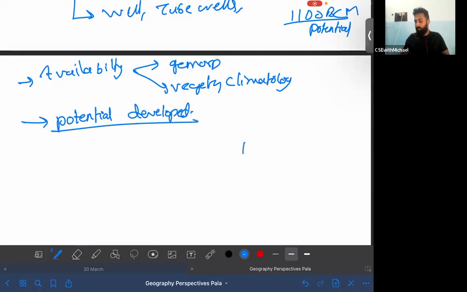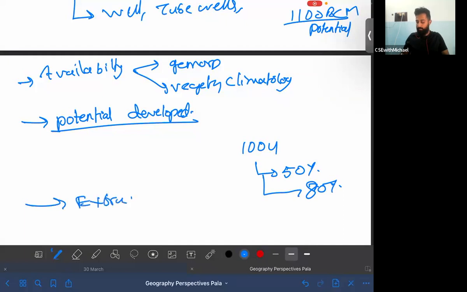Maybe the river has 100 units of availability of water, but maybe we'll be able to use 50 percent of it, maybe 80 percent of it. So that is the potential developed, the potential of water that can be utilized. Now the rate of extraction is also there. How much of the potential created, how much of water is being extracted. So basically the water utilization would depend upon these factors.